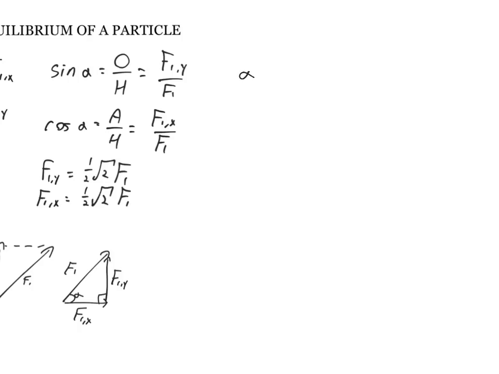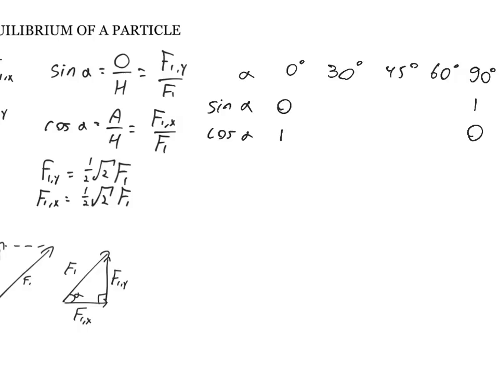If we have the angles of 0 degrees, 30 degrees, 45 degrees, 60 degrees, and 90 degrees, you're assumed to know the values of sine alpha and cosine alpha. If you don't know, you should rehearse them. So the cosine of 0 degrees is 1, the sine of 0 degrees is 0, the sine of 90 degrees is 1, the cosine of 90 degrees is 0.